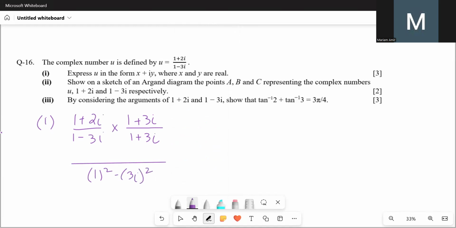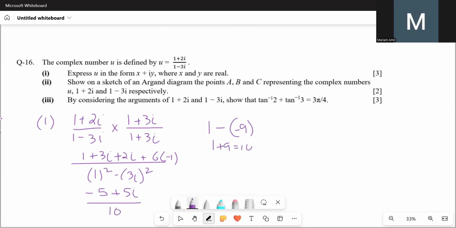Numerator will multiply 1 plus 3 iota plus 2 iota plus, it's going to be 6 times negative 1, because iota square is negative 1. So we will have minus 5 plus 5 iota, and in the denominator we'll have 1 minus, again minus 9, so that's a 10. So in the denominator we'll have 1 plus 9 equals 10.